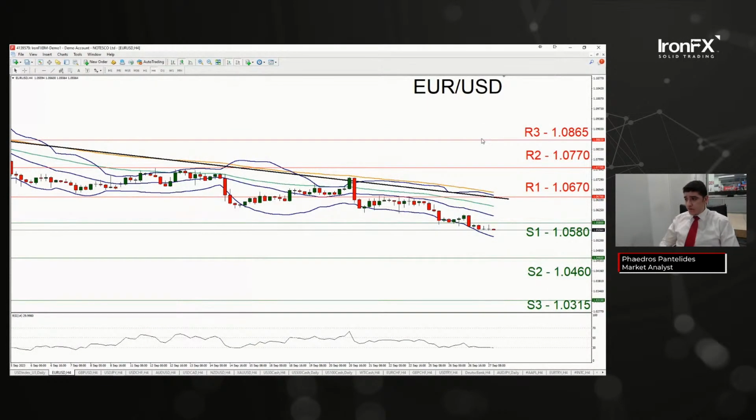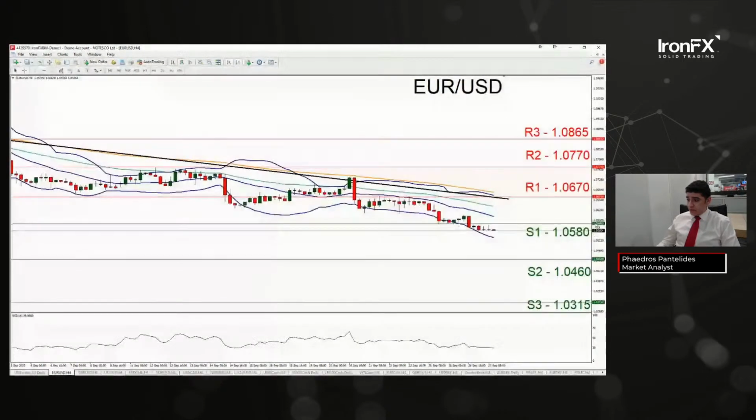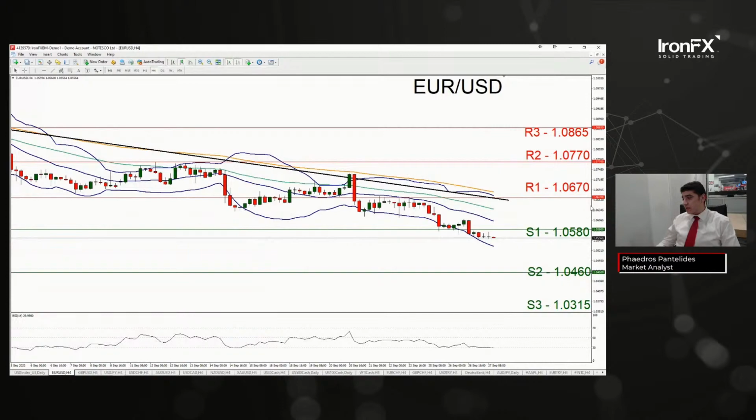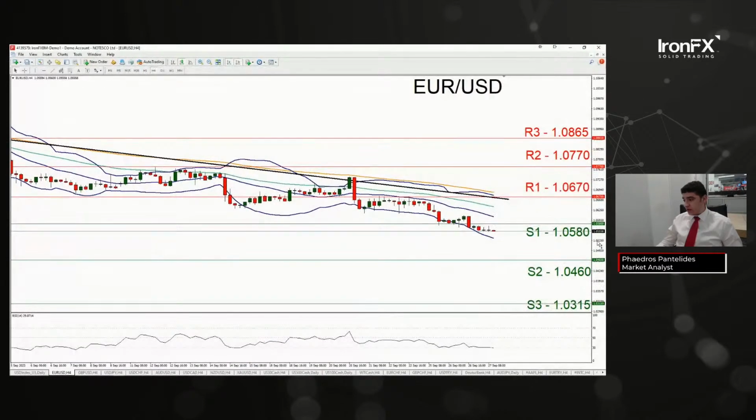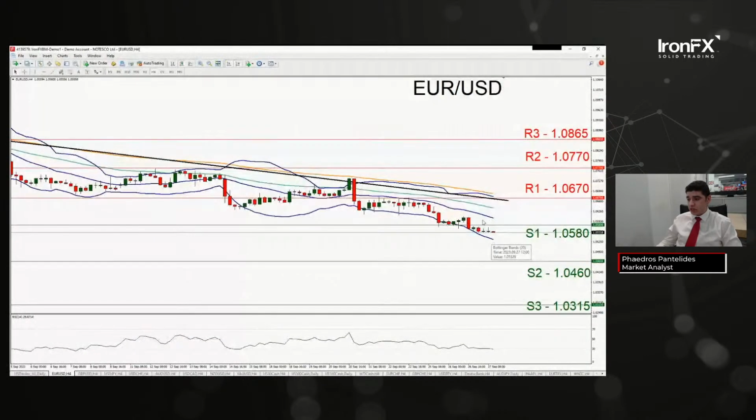We're going to be starting off with the euro against the dollar. As you can see, since yesterday, the pair has broken below our support level at the 1.0580 level and is now currently aiming for our previous S2 level at the 1.0460. Note that the RSI is still below the figure of 50 and is running along the figure of 30, implying a strong bearish market sentiment.